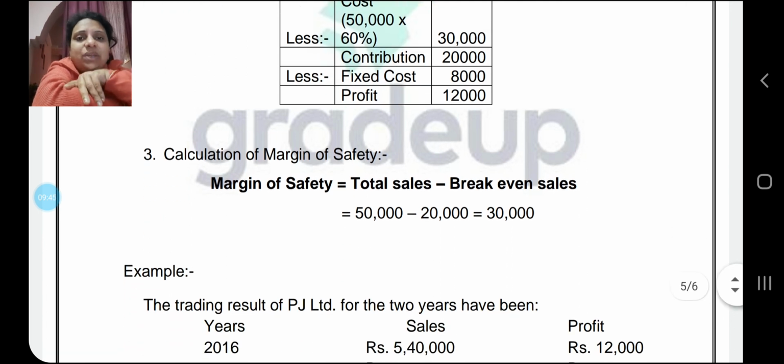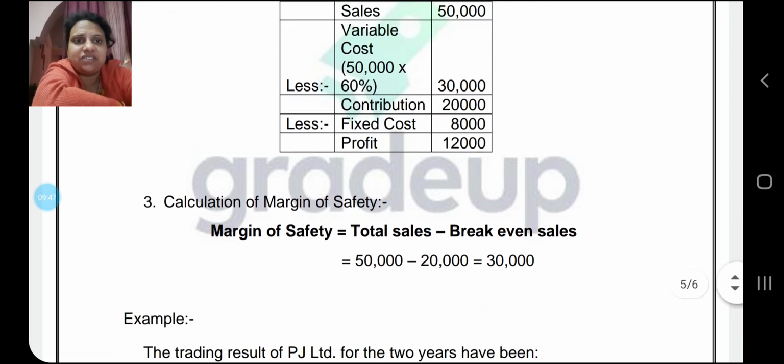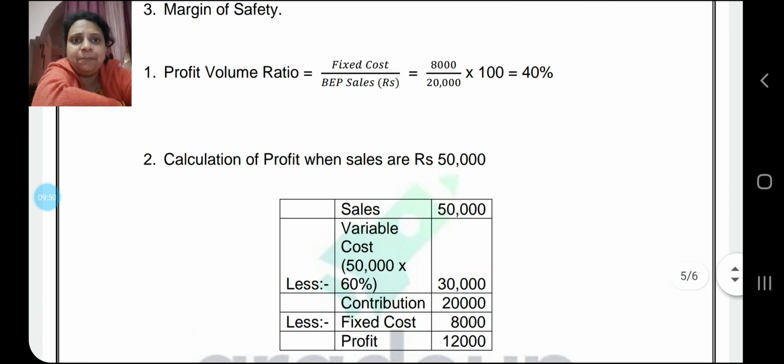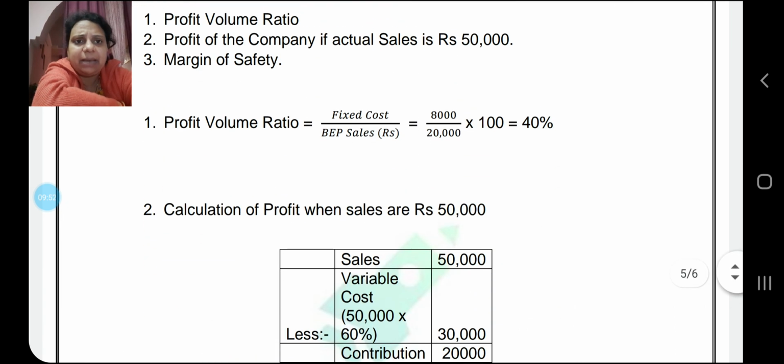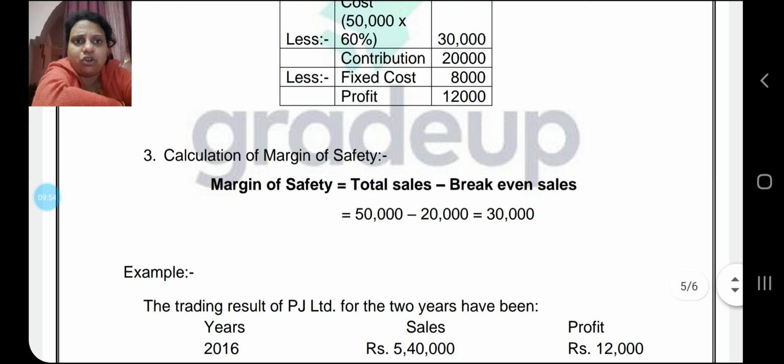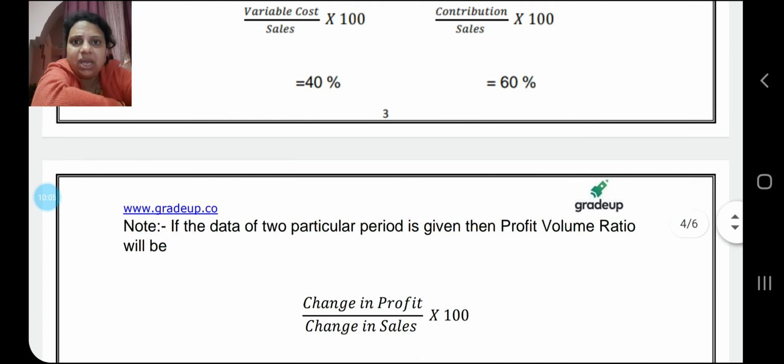Now next is the calculation of margin of safety. Margin of safety you can calculate straightforwardly. You were given sales of 50,000 and the break even sales you calculated is 20,000. So 50,000 minus 20,000 will give you 30,000. That is the margin of safety. So students, it is just the basics that you have to do.